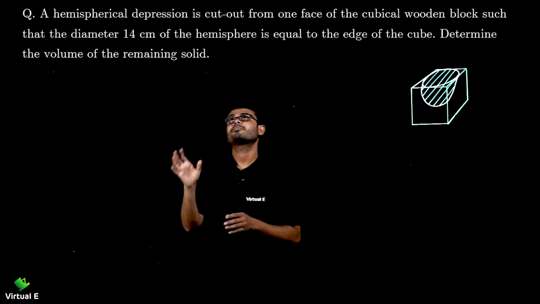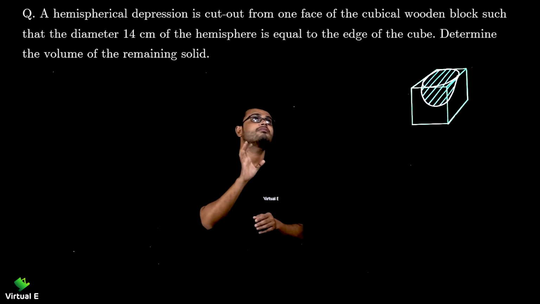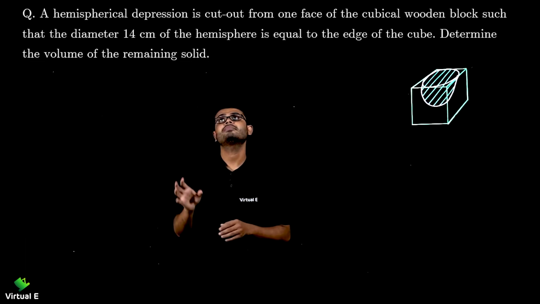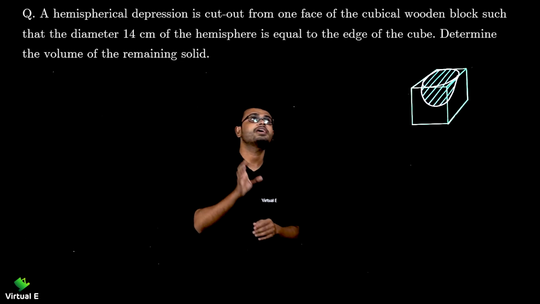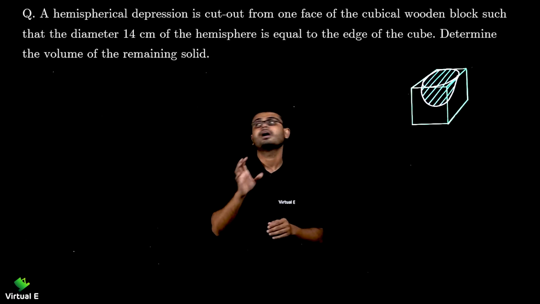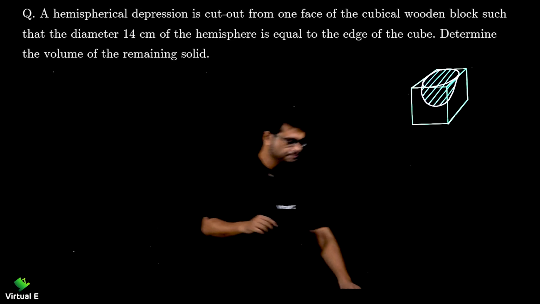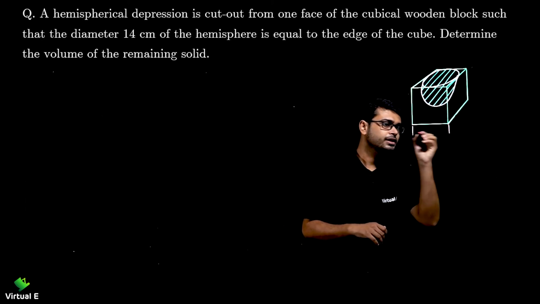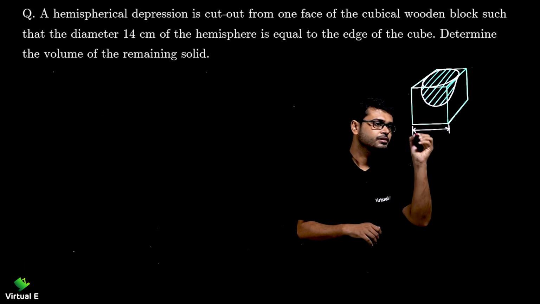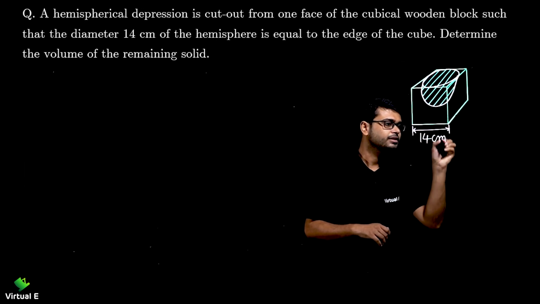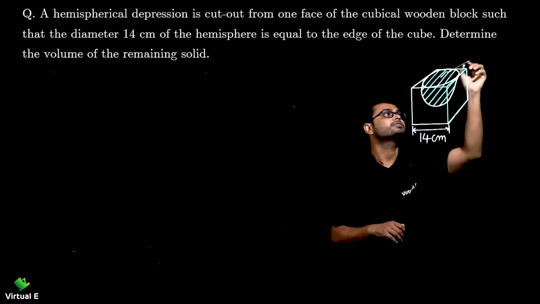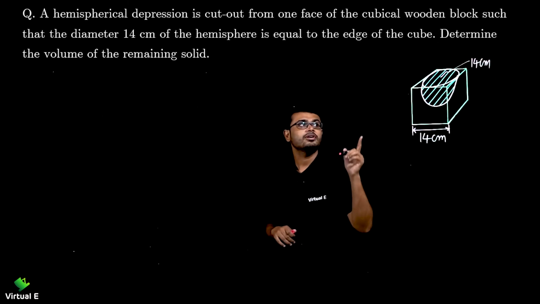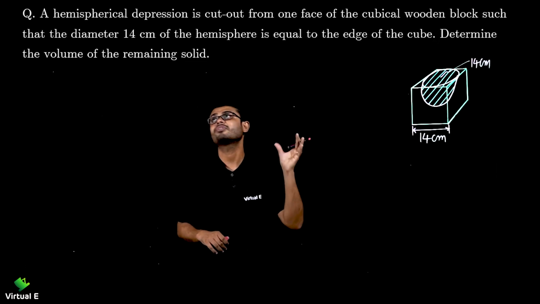A hemispherical depression is cut out from one face of the cubical wooden block such that the diameter, 14 centimeter, of the hemisphere is equal to the edge of the cube. Right? So one interesting piece of information is given: the edge of the cube, which is 14 centimeter, is the diameter of this hemisphere. So the diameter of the hemisphere and the length of the cube are the same, 14 centimeter.